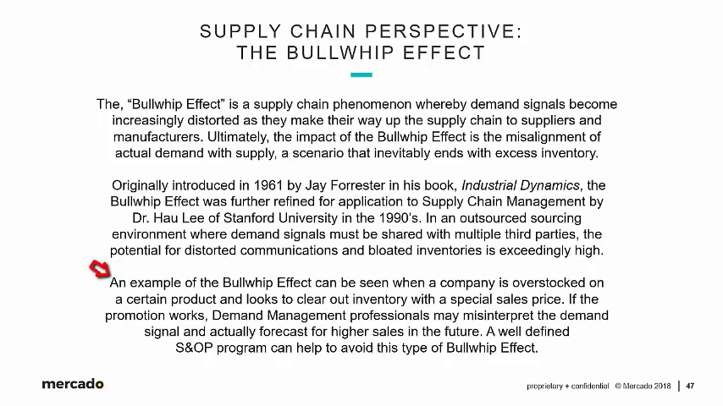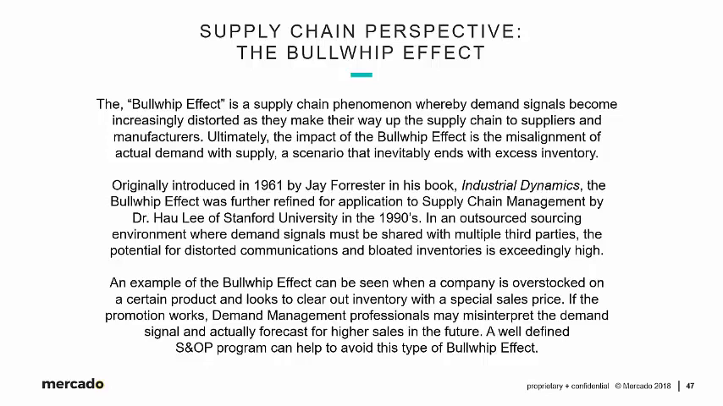An example of the bullwhip effect can be seen when a company is overstocked on a certain product and looks to clear out inventory with a special sales price. If that promotion works, demand management professionals may misinterpret the demand signal and actually forecast for higher sales in the future. The whole idea was to get rid of this stuff by lowering the price. Demand management people misinterpret that information, distort that information, and take it as a demand signal that it really isn't. That is an example of the bullwhip effect.